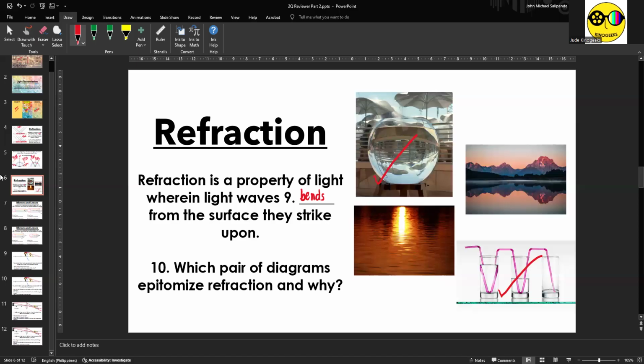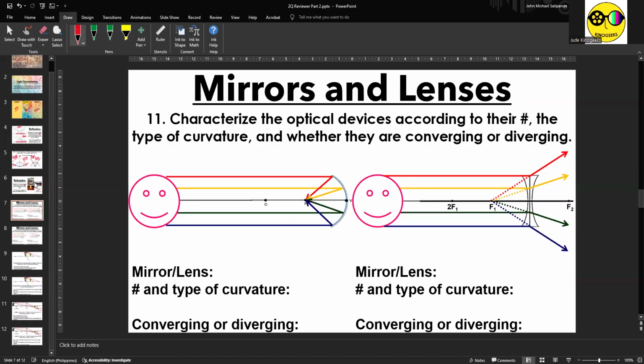And these two properties, reflection and refraction, actually play a significant role when it comes to the interaction of light waves with mirrors and lenses. So number 11, characterize the optical devices according to their number and type of curvature and whether they are converging or diverging. So you have a smiley face placed infinitely away in front of the mirror or the lens. So let's start with number 1.